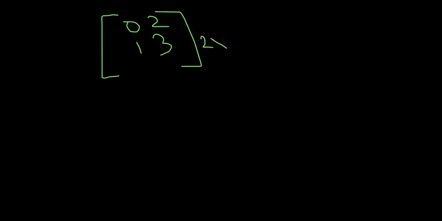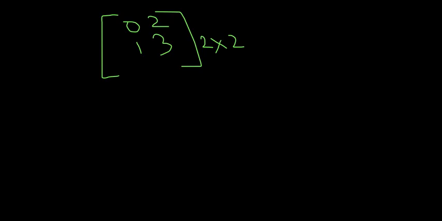Okay, so the first one, the question states that it is 0, 2, and 1, 3. Let's place it here, 0, 2, 1, 3. Now this is a 2 by 2 matrix. What this basically means is that there are 2 rows and 2 columns for this matrix. This number right here is the row number, and this number right here is the column number.